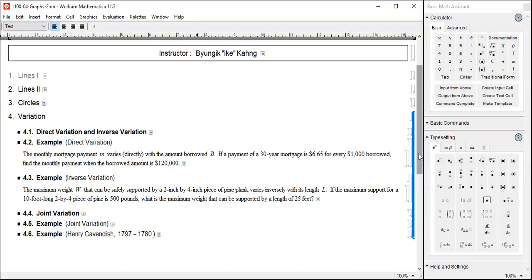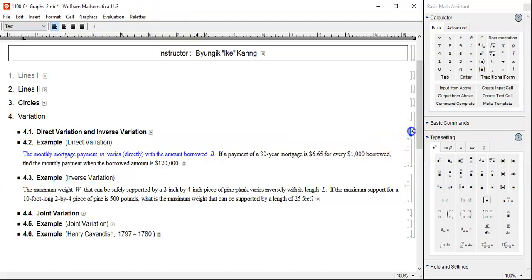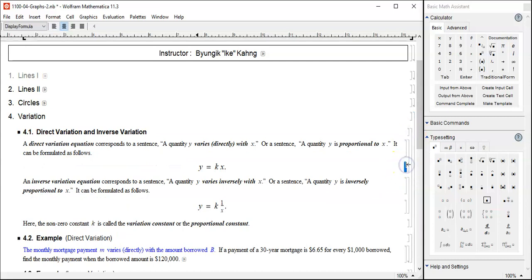Okay, here we go. The monthly mortgage payment M varies directly with the amount borrowed B. If a payment of a 30-year mortgage is $665 for every $1,000 borrowed, find the monthly payment when the borrowed amount is $120,000. This is a direct variation problem. The problem says so. Varies directly. And this corresponds to the direct multiplication.